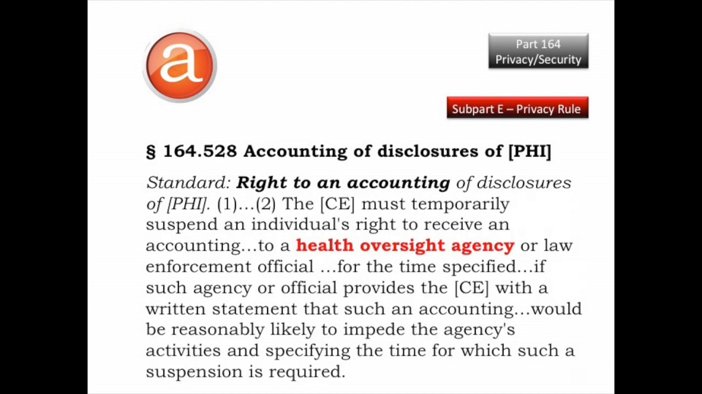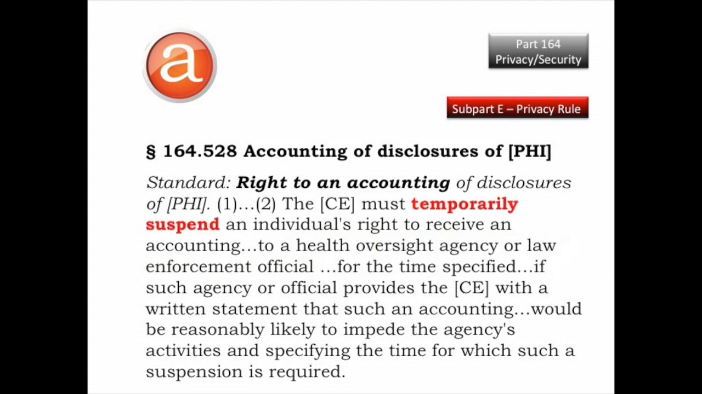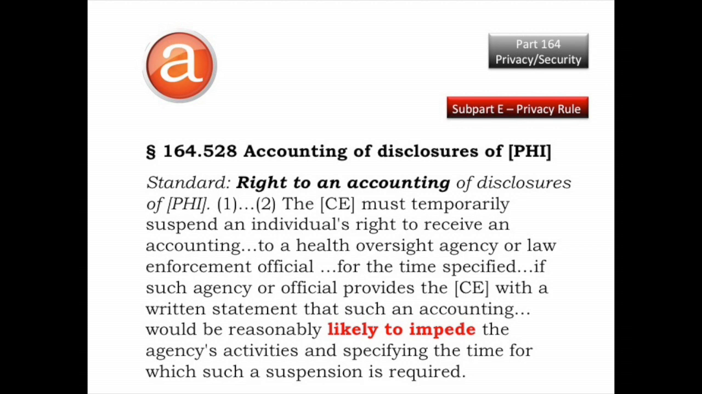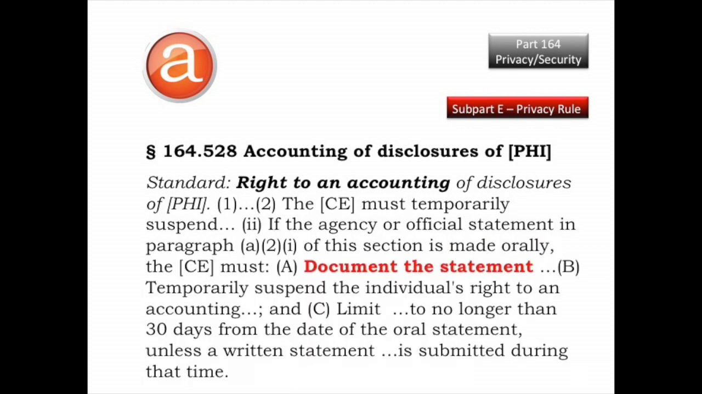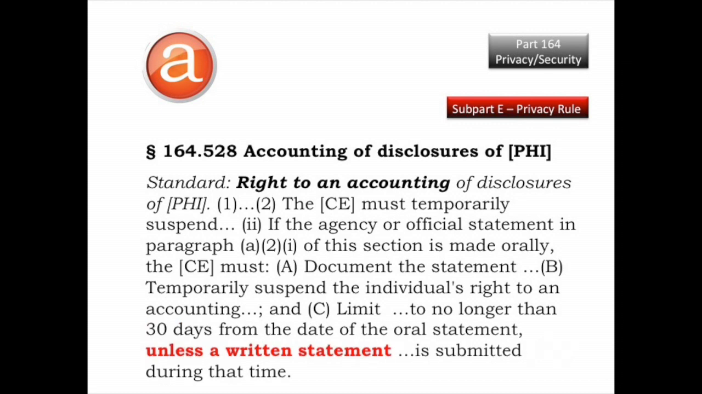If PHI is disclosed to a health oversight agency or to a law enforcement official, the provider must temporarily suspend the accounting if they receive a written statement that the accounting is likely to impede official activities. But if the order to suspend is verbal, the provider must document the statement in writing and temporarily suspend the accounting for 30 days unless the verbal order is followed by a written statement.